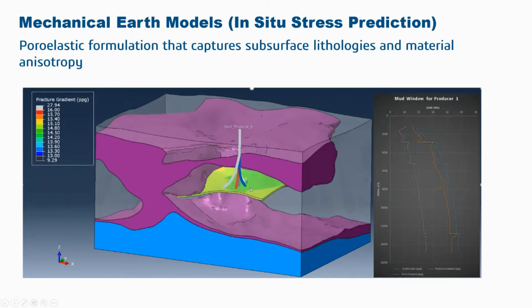And here is an example where we are using our poroelastic formulation capabilities to predict the various components of stresses inside the rock. So you see overburden stress, that's the blue curve. You can see the SH-min or the fracture gradient, which is represented by the orange curve, and the pore pressure, which is represented by the gray curve. So you can capture in situ stresses and pore pressure using a poroelastic formulation.